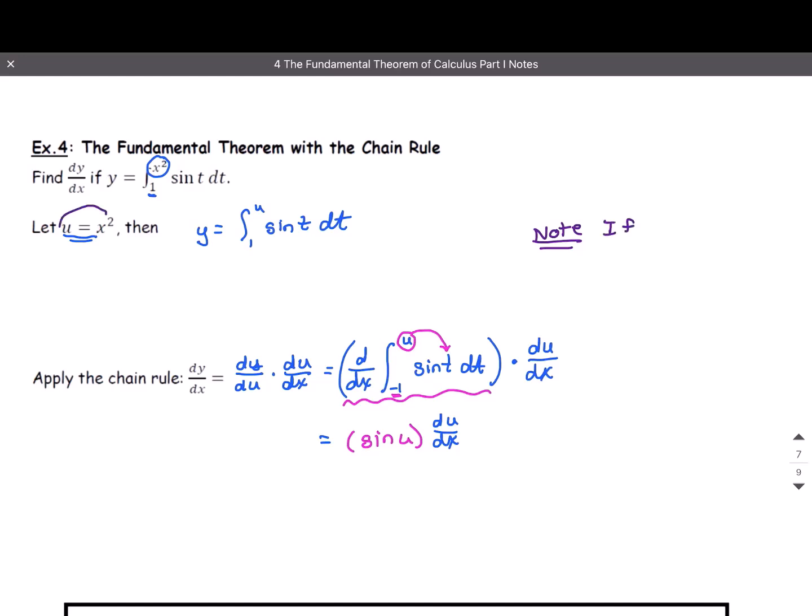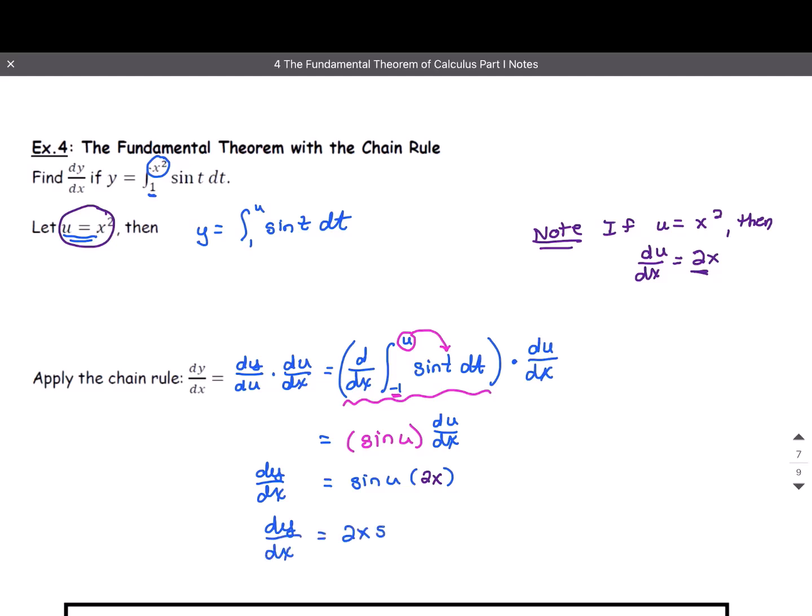Remember, we said that u was x squared. If u is x squared, then the derivative of u with respect to x, the derivative of x squared, is 2x. So that means we can rewrite this dy/dx here as the sine of u times du/dx, which is 2x. Now the other thing we also have to remember is we don't want a u in there. I'm going to write the 2x up front. And sine, but what was the u? u was x squared. So here is our answer.